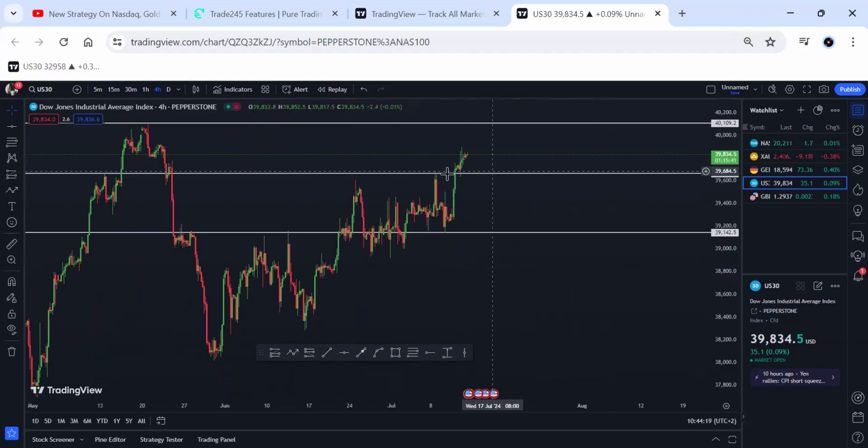US30 seems like it's going to retrace first and then buy. CPI gave us a direction for today. Today's PPI, guys, make sure you don't miss this one. But now this PPI is showing me a sell for indices.